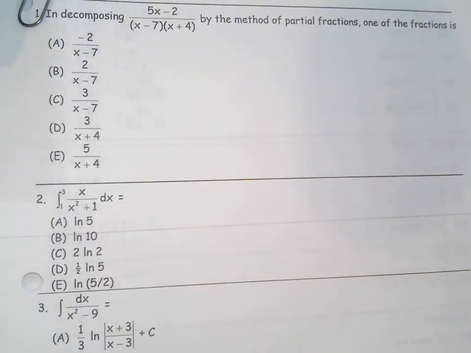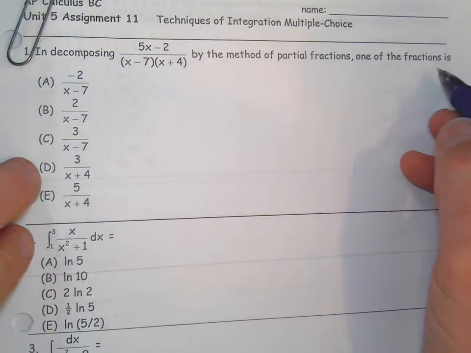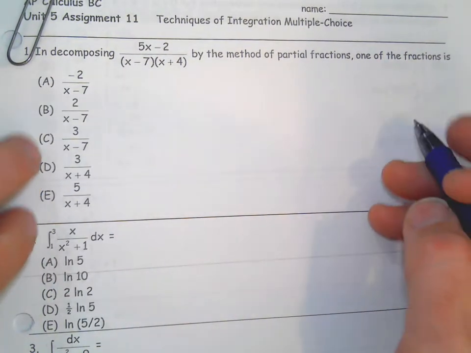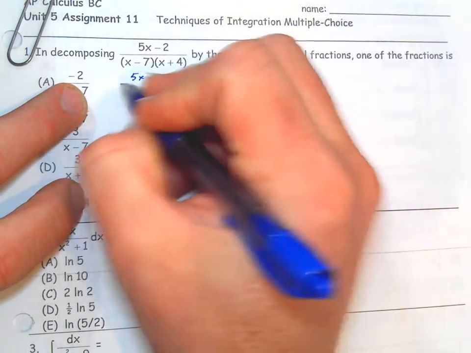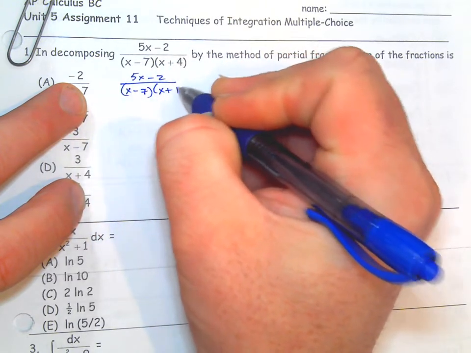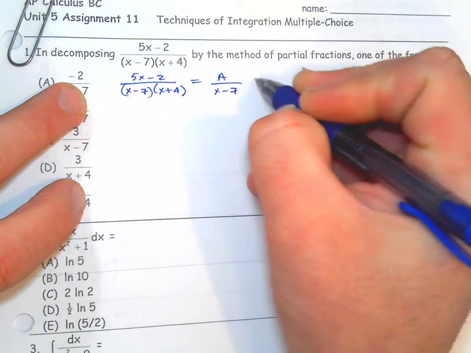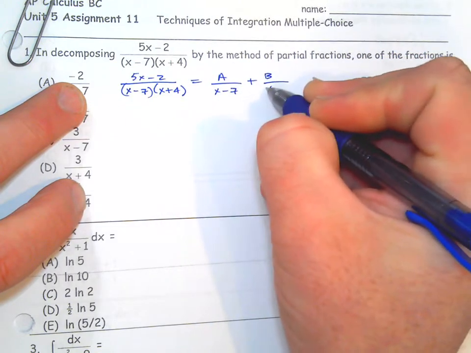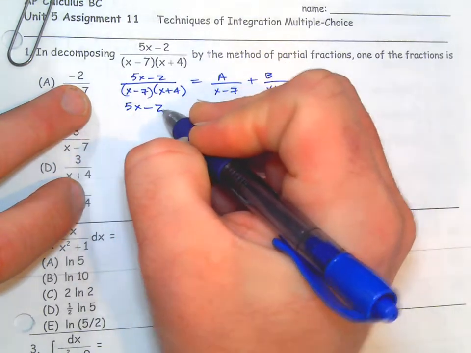So, the first one just says, in decomposing by the method of partial fractions, one of the fractions is what? So we just have to decompose this. The way we do that is we split it up. We're not going to actually do any calculus on this one. We do A over x minus 7 plus B over x plus 4, multiplied through by the least common denominator.